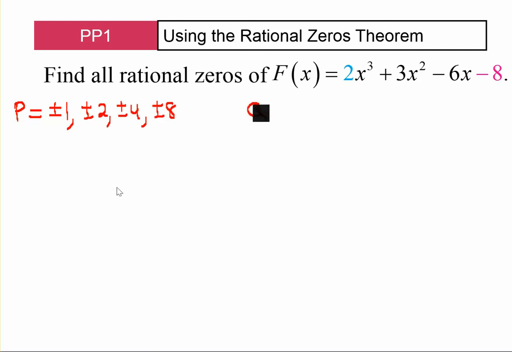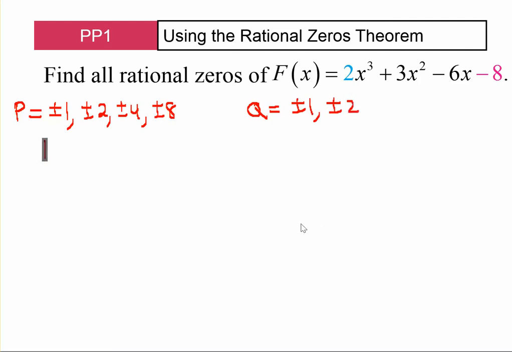The Q value. And again, some math books use a capital Q, some use a lowercase q. Some use a capital P, some use a lowercase p. It doesn't matter. I prefer the uppercase because it stands out a little bit more. Okay, all the different ways I can get factors of 2: plus or minus 1, plus or minus 2.